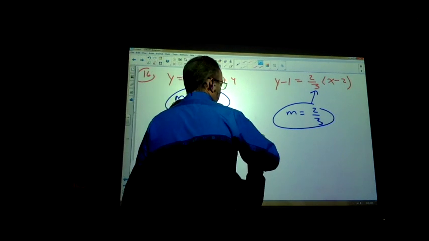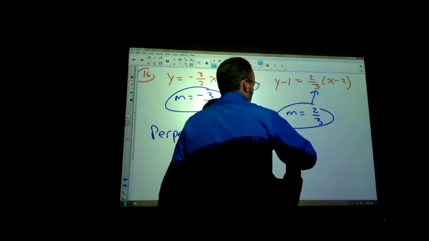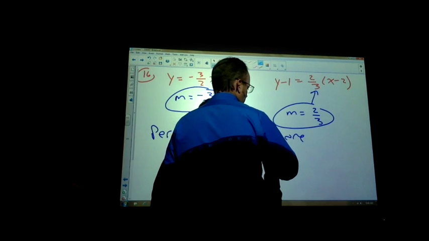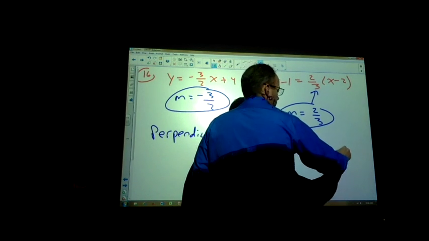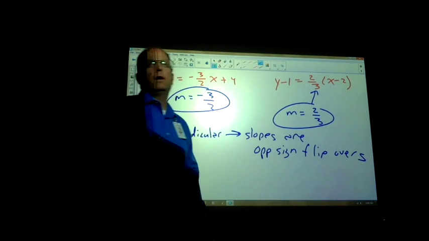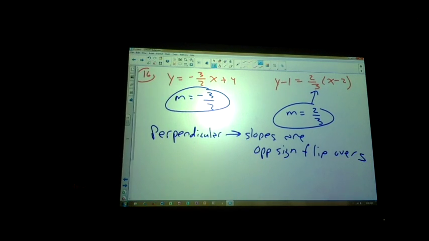You say slopes are opposite sign flip overs. Okay, not even using the word reciprocal. No one knows where reciprocal is. Flip over sounds makes sense. 17, same idea.